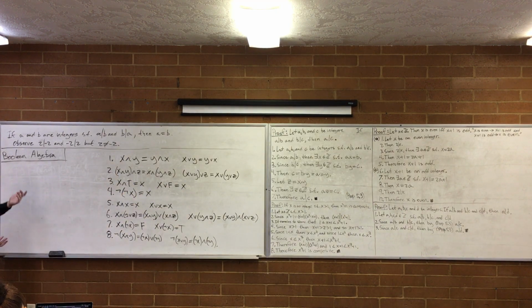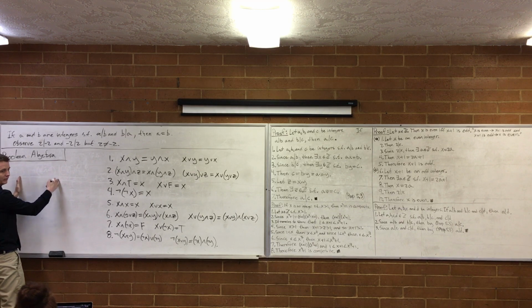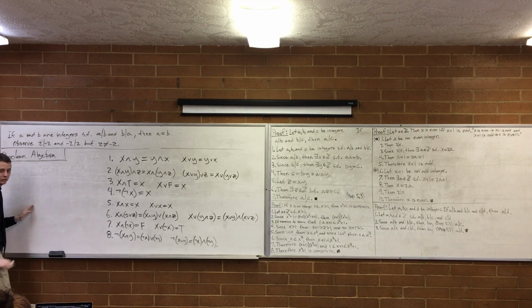Basically, these are ways that you simplify Boolean expressions. Right? So if I was trying to simplify some expression, I saw x and t in there, I know, just replace that with x, and we're good.